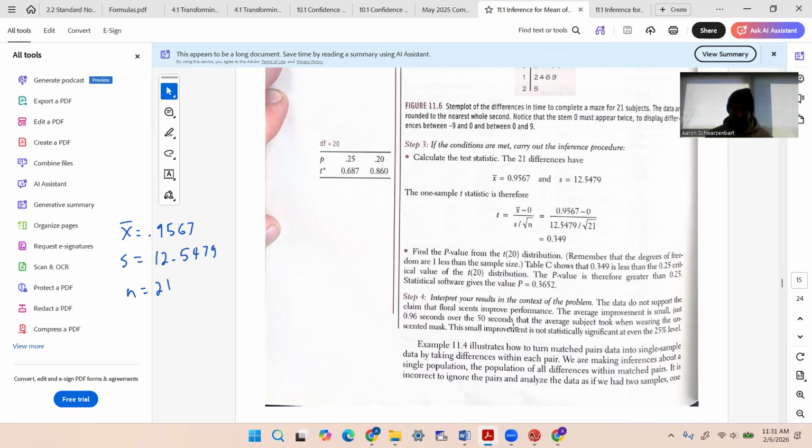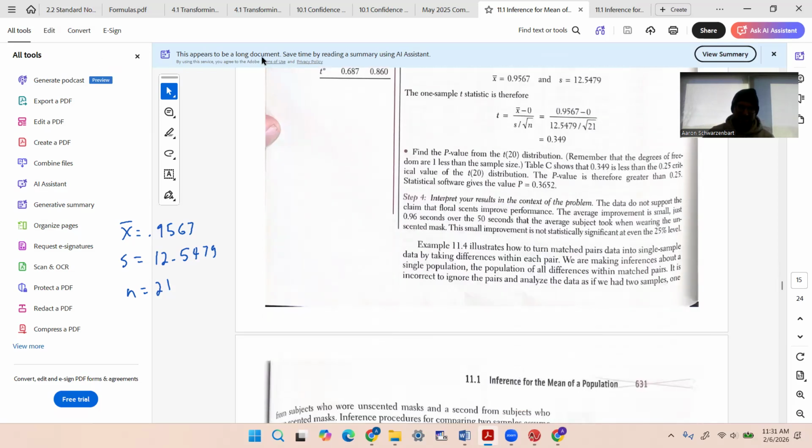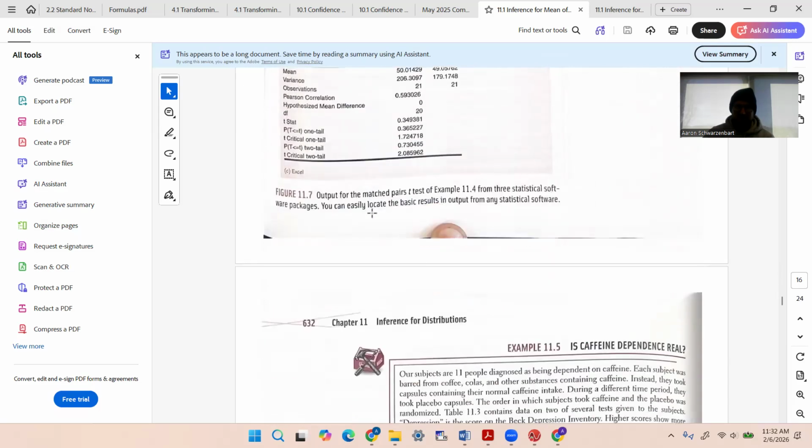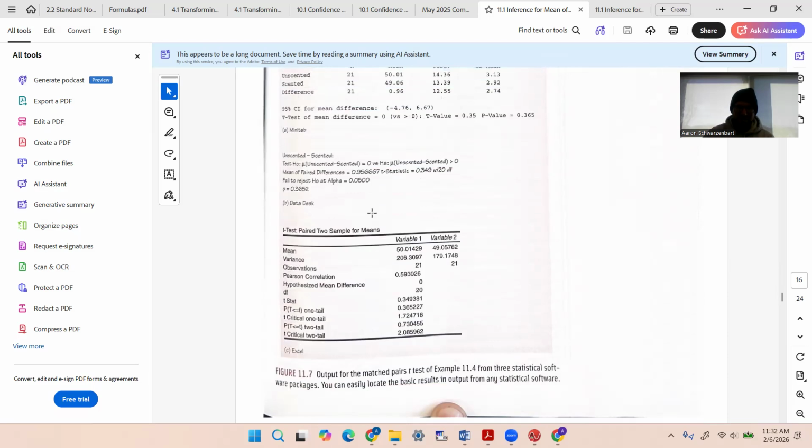The average improvement is small, just 0.96 seconds over the 50 seconds the average subject took when wearing the scented mask. The small improvement is not statistically significant. Okay? So don't bother, according to this test, taking floral scents or nice scents when you study, unless you're just doing it because you want to. But it probably won't increase your score.